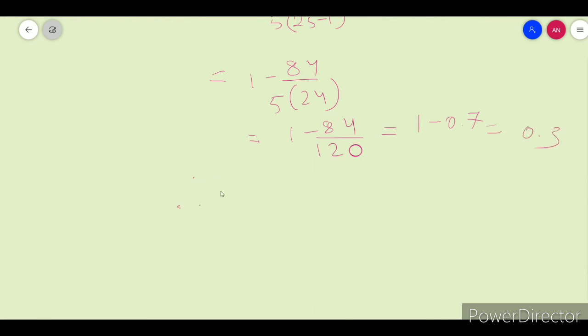So therefore the rank correlation coefficient is equal to 0.3. Because it's 0.3, this is a case of weak correlation, and since it has a plus sign, we can say that there is a weak positive correlation.